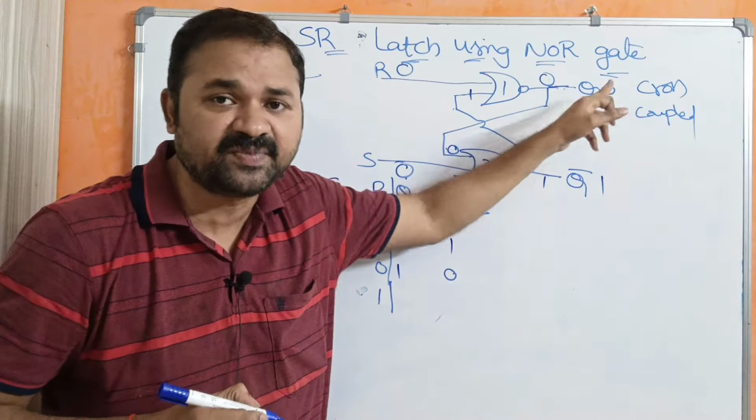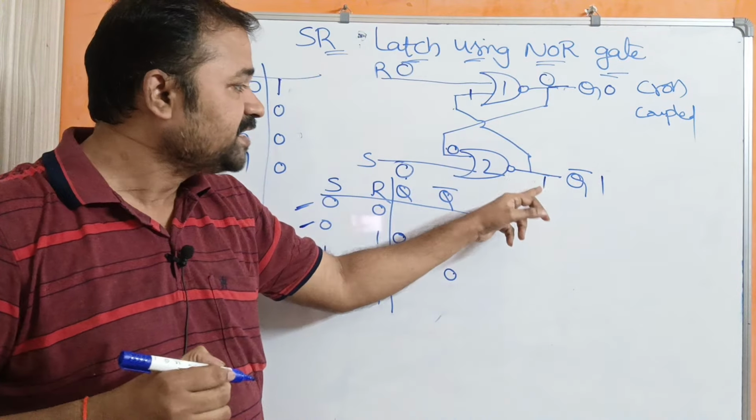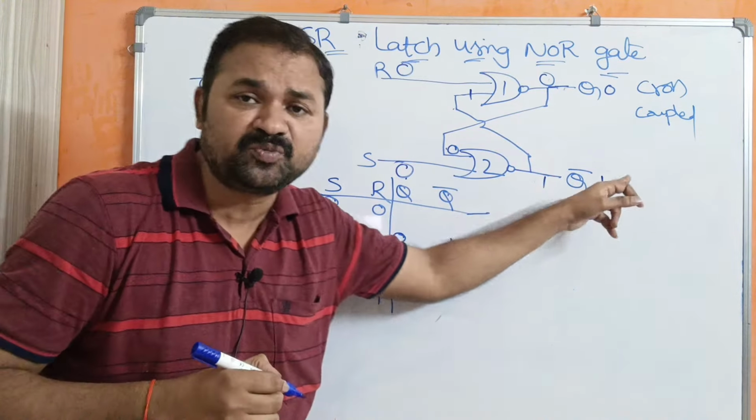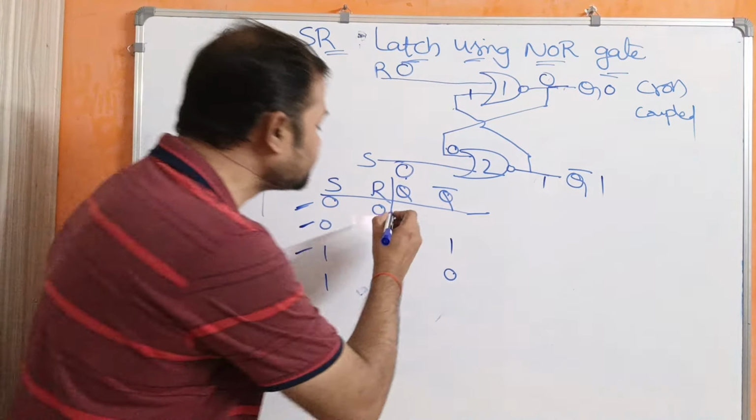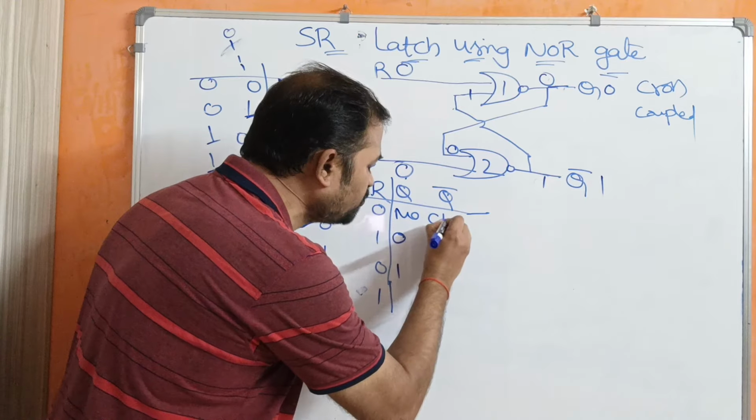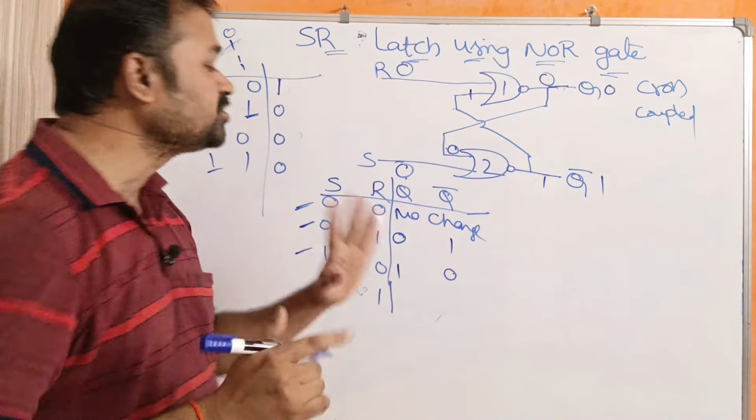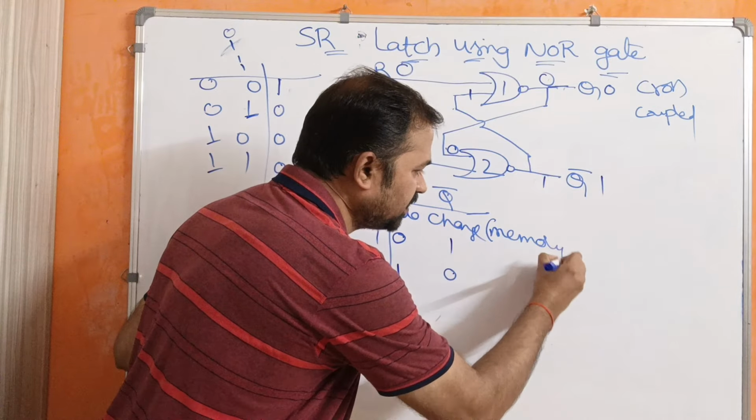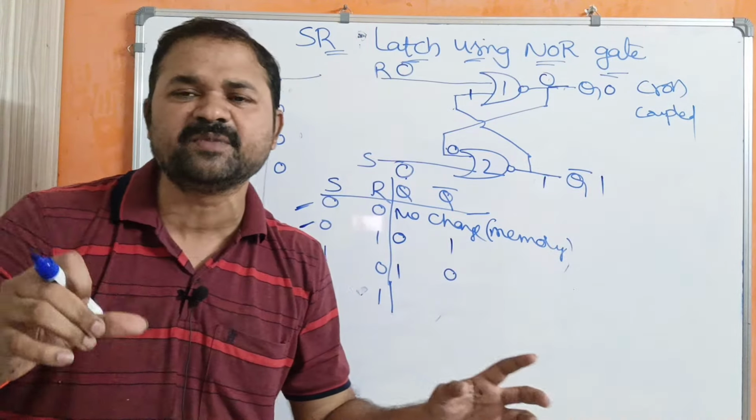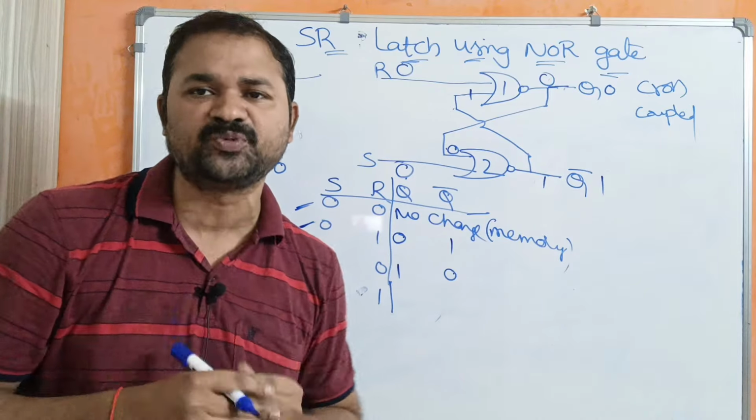So here we got 0 as the output. This 0 is nothing but previous output only. Here we got 1 as the output. This output is nothing but previous output only. So 0 0 means there is no change in the output. So that means this can be used for memory. So memory means just remembering the previous data, previous output data.